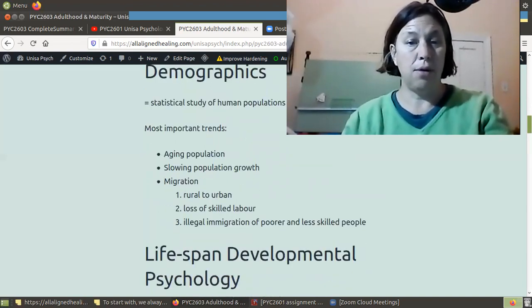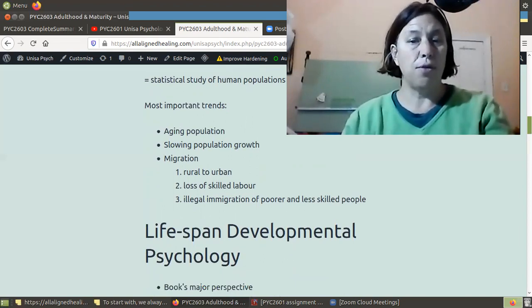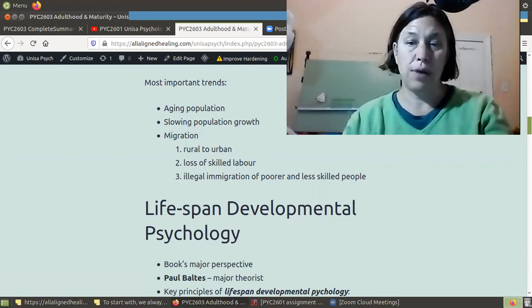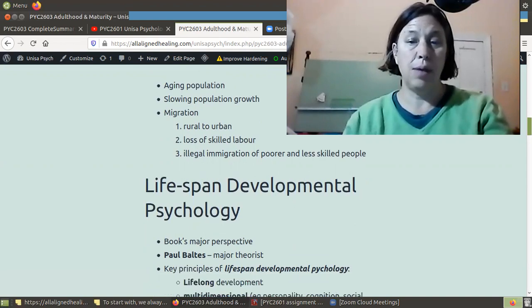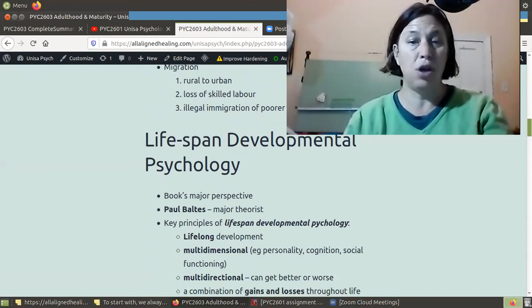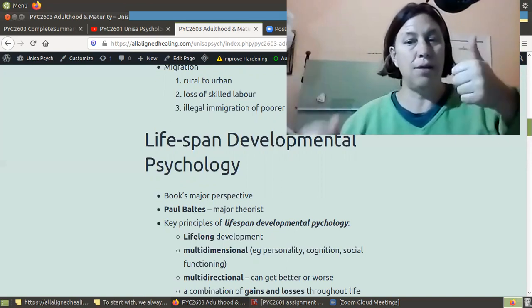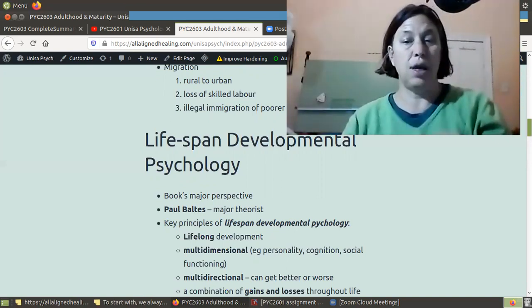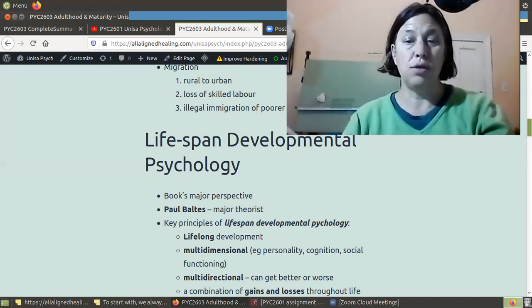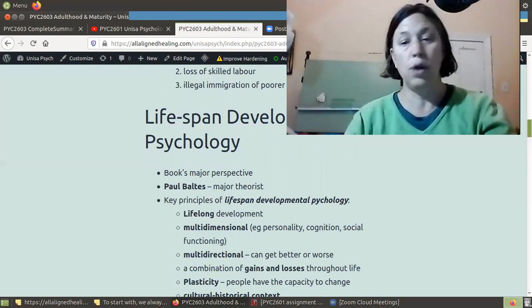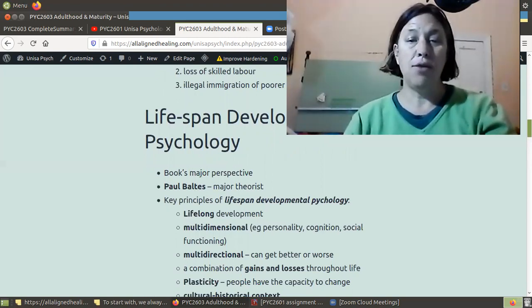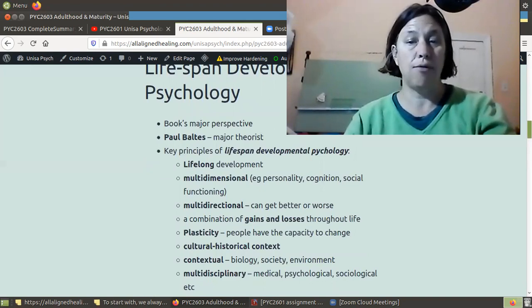Lifespan developmental psychology. This is the book's major perspective, and the major theorist of lifespan developmental psychology is Paul Baltes. The key principles of lifespan developmental psychology are lifelong development over the whole lifespan, multidimensional, dimensions being different ways of understanding things, so personality, cognition, social functioning, and more. Multi-directional, direction here is better or worse, more or less. Okay, there's a combination of gains and losses throughout life.